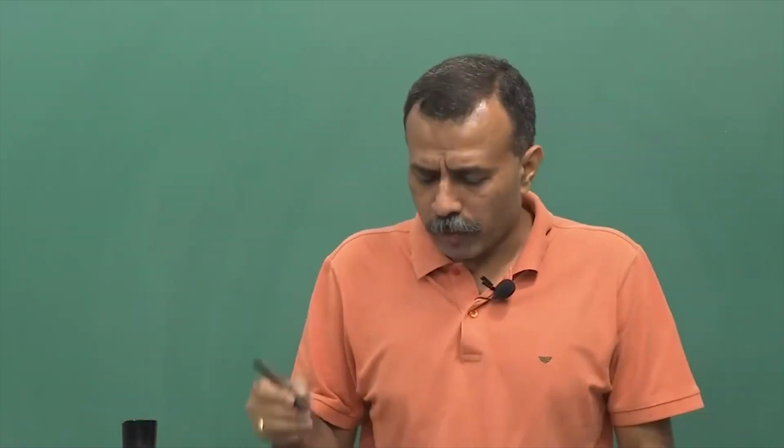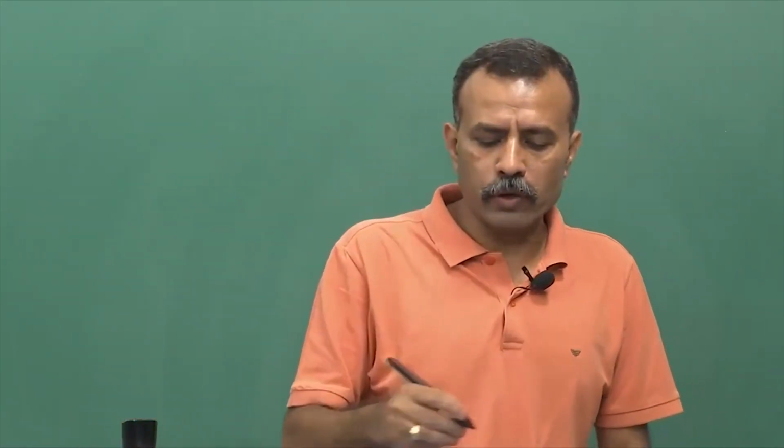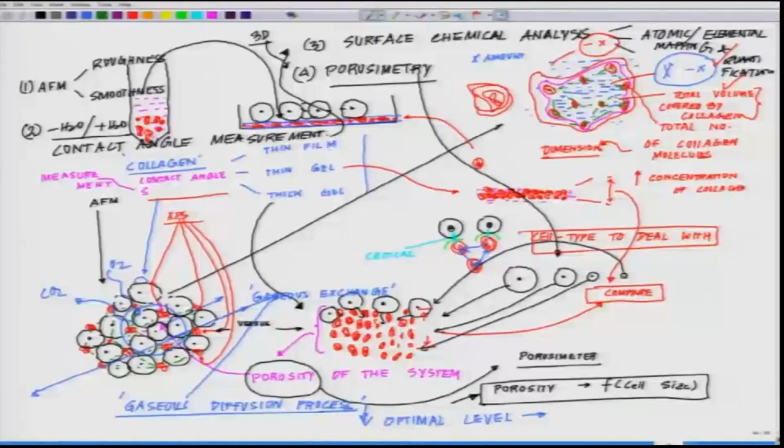Now, coming back, so we talked about the collagen. So, where we digress, you can make a thin film of collagen, you can make a thin gel of collagen, or you can make a thick gel of collagen. And when you make a thick gel or even a thin gel, you can vary the porosity of that material.